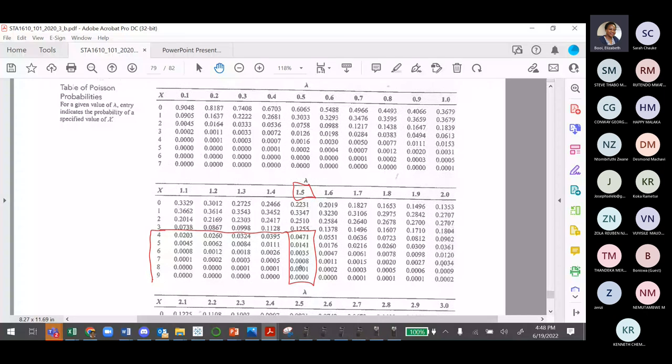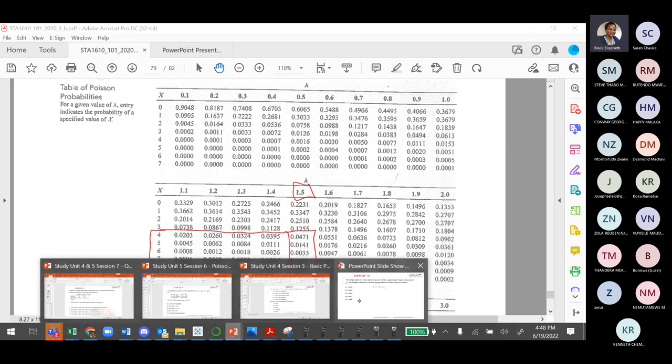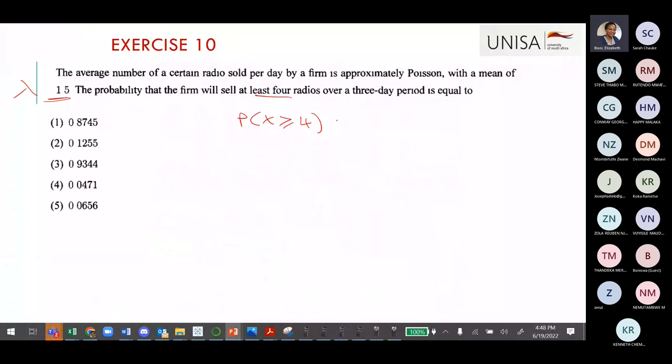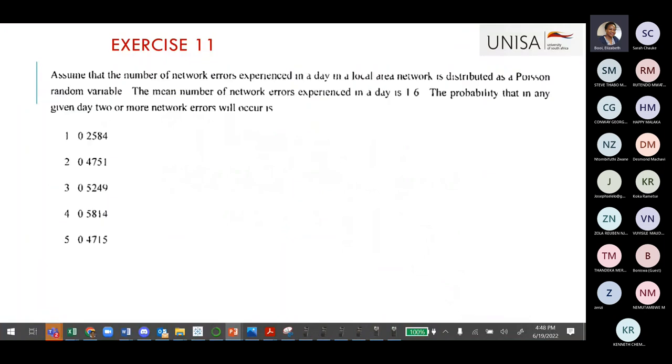There are 5, but the values are fairly small, so the effort will still be the same. You make up your mind as you go along in terms of which one will be easier to calculate, whether to add and subtract from one, or to just add all of them. That's how you will answer the question, because that is greater than or equals.